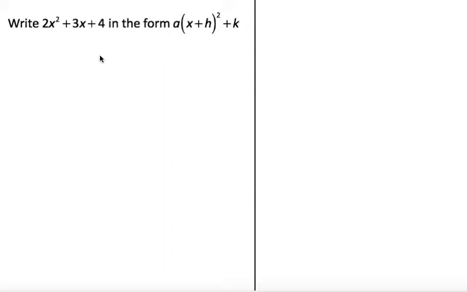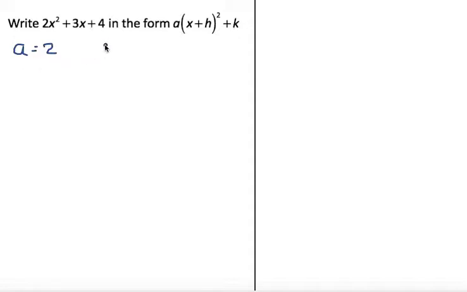Okay, this is the second part of completing the square. I've got a quadratic and I'm going to put it in this form, which is completing the square. Now the thing that's changed here is I have a 2 in front of the x squared. So I've got a as 2 and it poses a small problem.